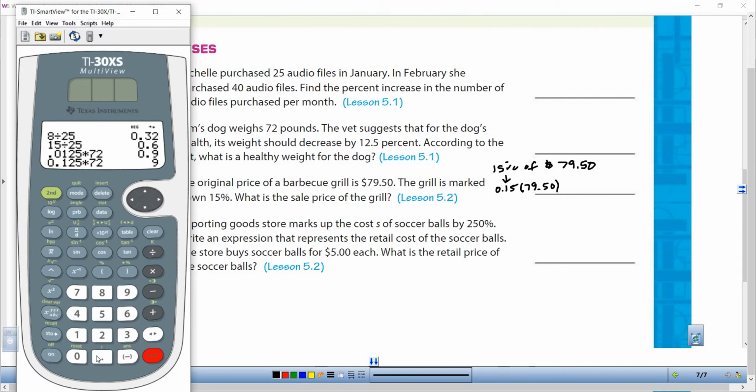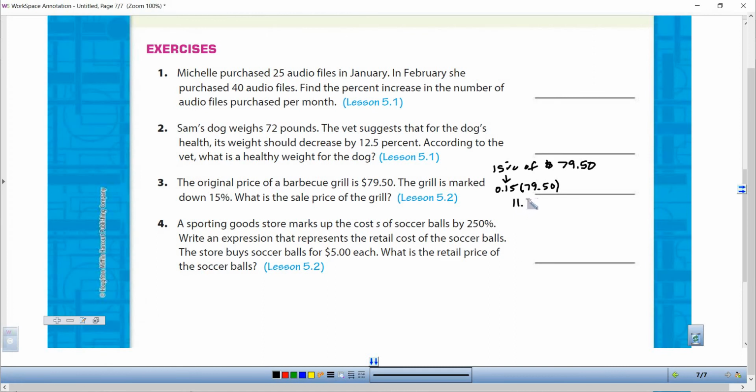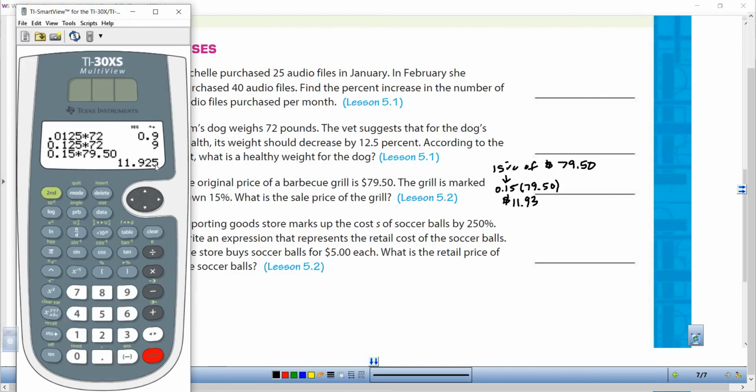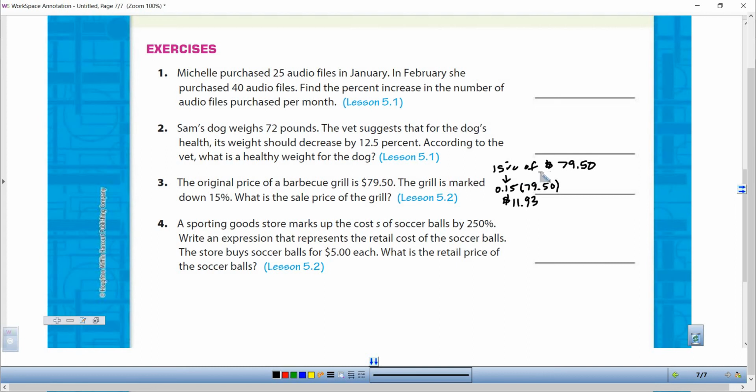All right, so here we go. 0.15. Let's see if I could do it without putting an extra 0 in this time. Times 79.50, and I get 11.925. Now, remembering this is money, it's going to be $11.93. Again, the answer I got was 11.925, but because it's money, $11.93. All right, so 15% of $79.50 is $11.93, but I need to take that away, don't I?